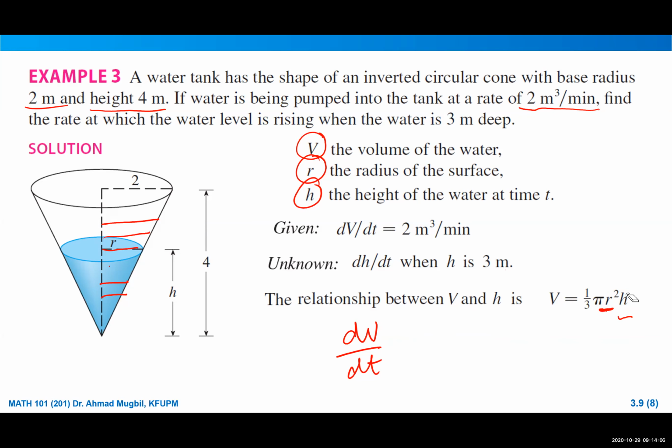So I don't want two variables. I need just one variable. So what should we do? I want to focus on H, ya shabab, because this is what I want. So to solve this problem, there is a nice trick. What is it? Ask yourself, what is the relationship between H and R? Is there a relationship between them?